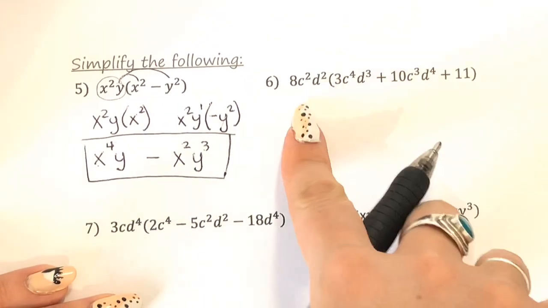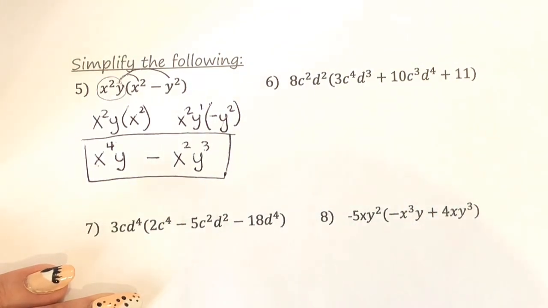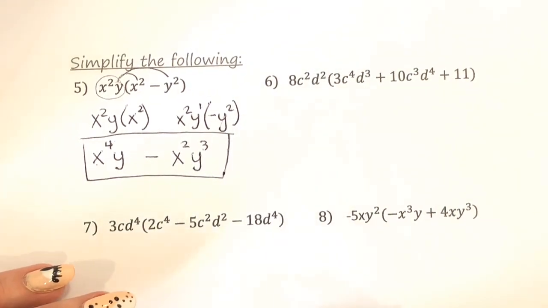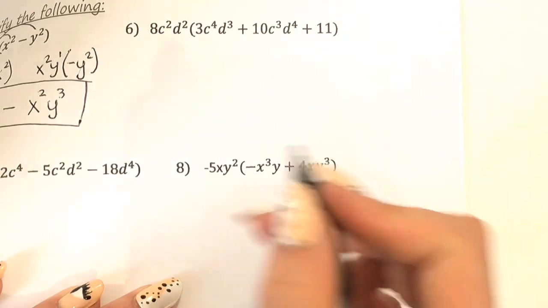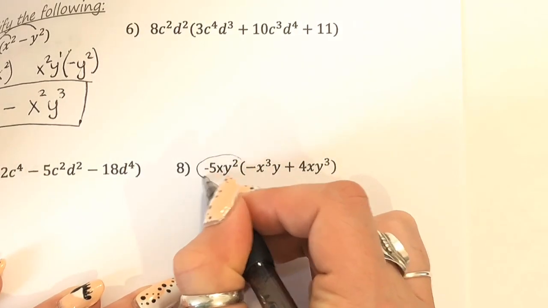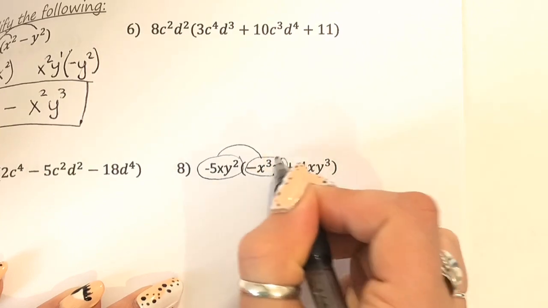Are you guys intimidated by that one? Let's just do one more of these because there's kind of a lot on here. Let's do number 8. This one has a negative in front, so we always want to be careful with those negatives. We're going to take this entire term and times it into this entire term.